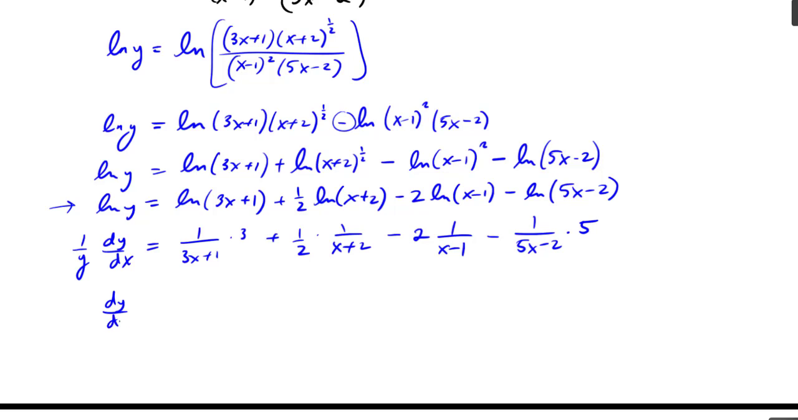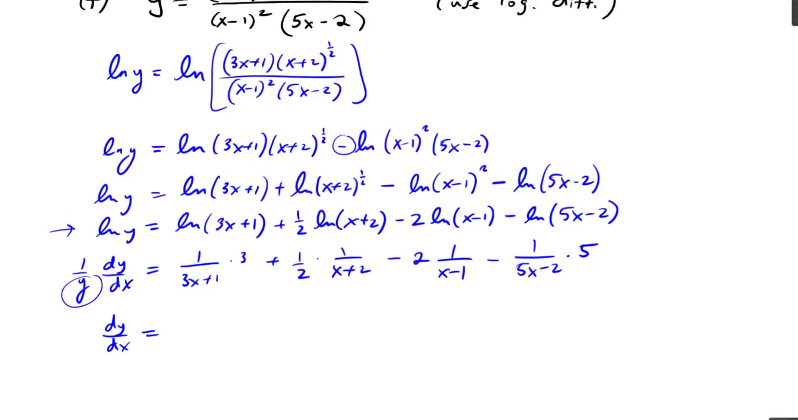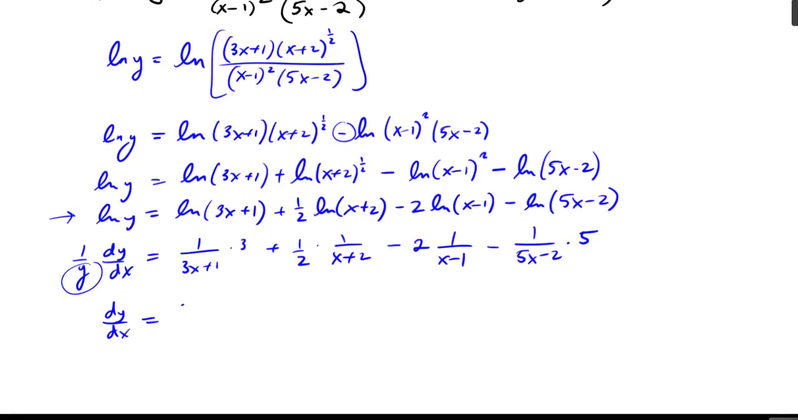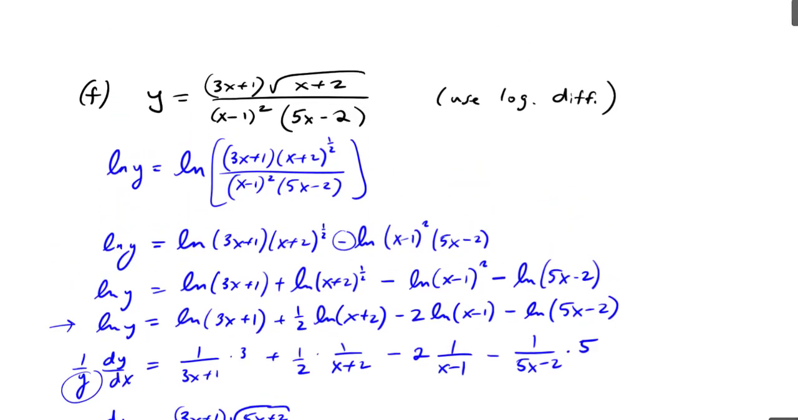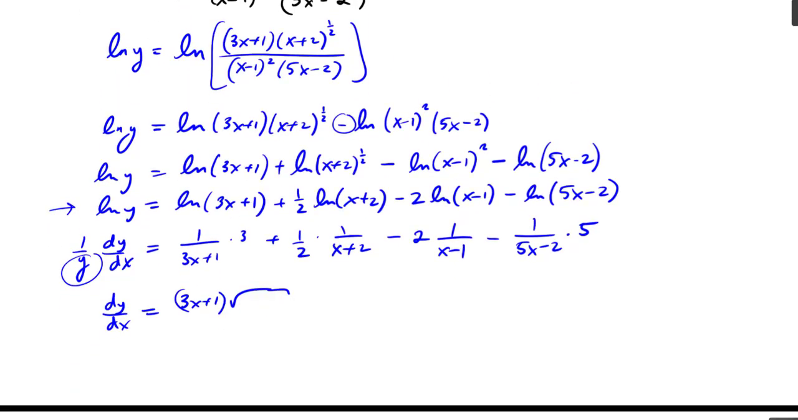So to clean this up, I'm going to do two things. I'm going to make those fractions a little nicer inside, but then I also have to bring that y over and replace it with what it originally is. So that's a 3x plus 1 times, in the numerator, square root of x plus 2. Let me fix that. Bear with me. X plus 2 over x minus 1 squared, and then 5x minus 2.